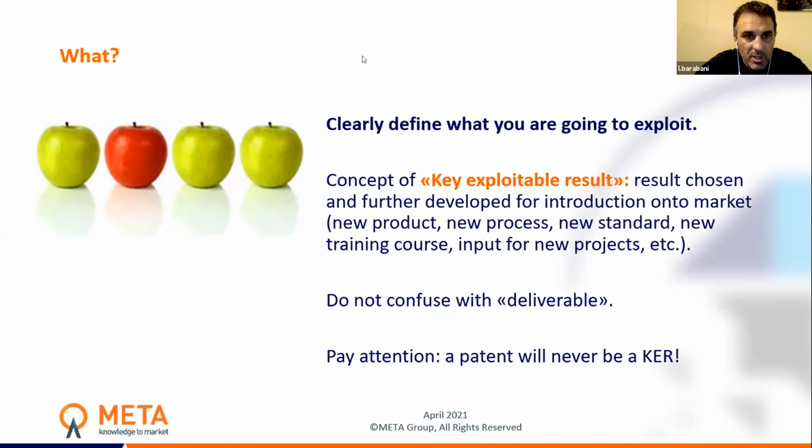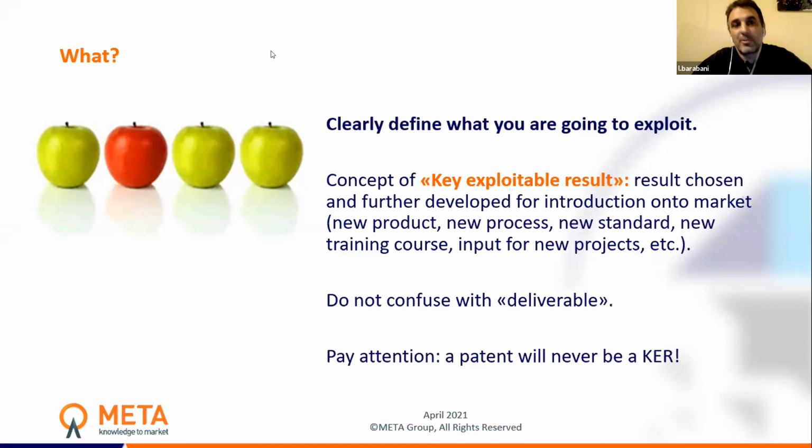If you see in the picture here, you see 4 apples. Generally, it's not enough to say my result will be an apple. As you see, my result is a red apple, different from the others, because the others are yellow. So first of all, what it is, and then why it is different. Don't confuse the results with deliverables.